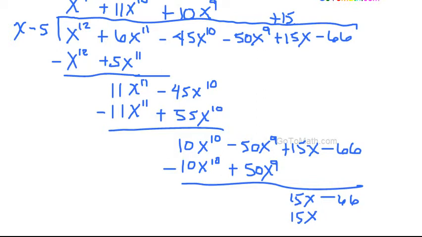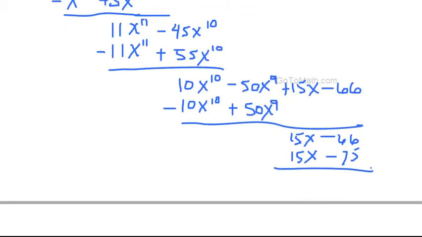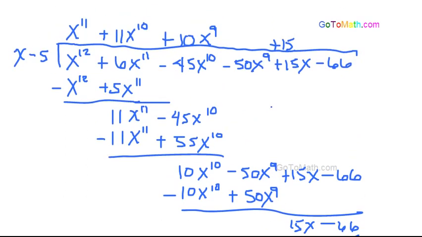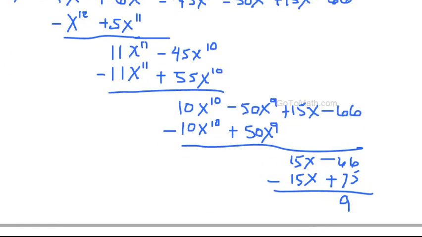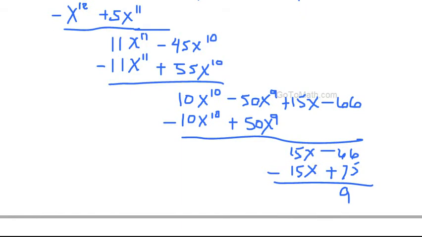And that'll be minus 75 actually. So we go minus, make that a plus, and that difference is going to be 5 and 4 is 9. Right, that's the difference, 5 and 4. Yeah, should be right. So we're going to end up with x to the 11th plus 11x to the 10th plus 10x to the 9th plus 15, and then plus, then we should have 9 over x minus 5.